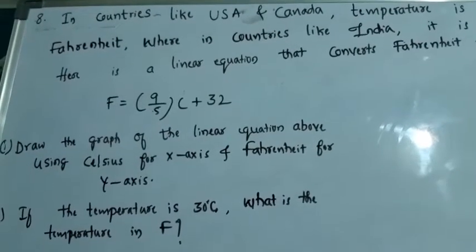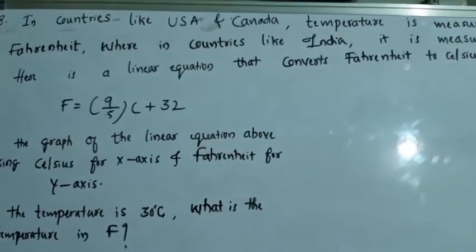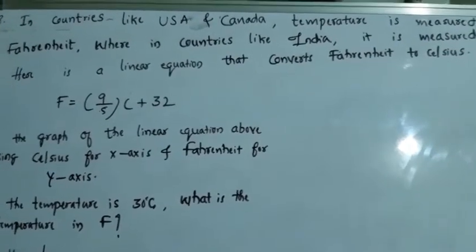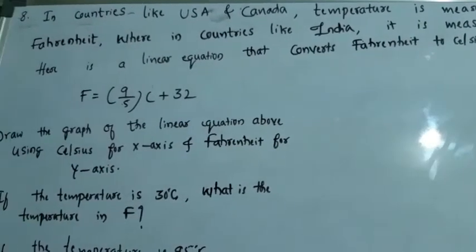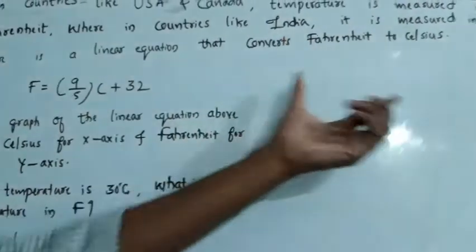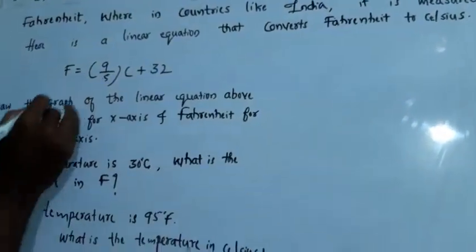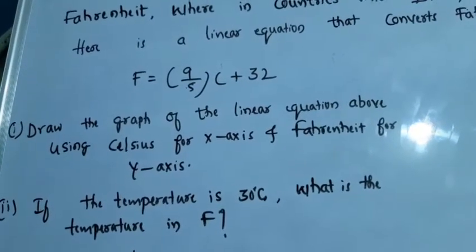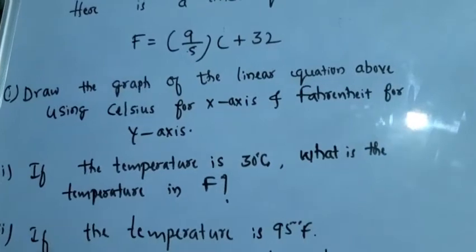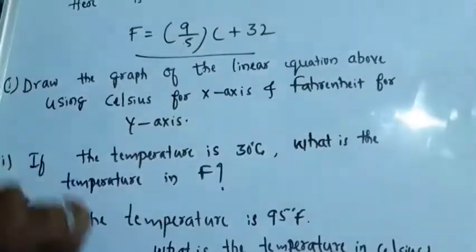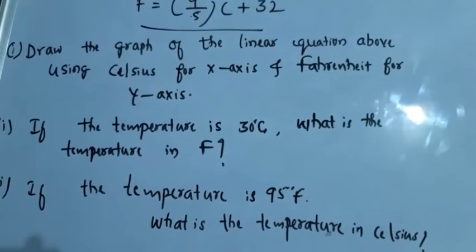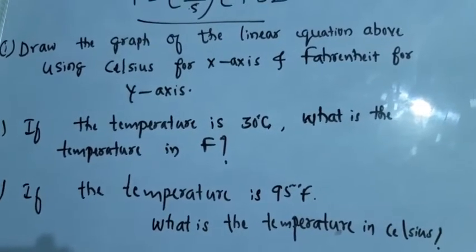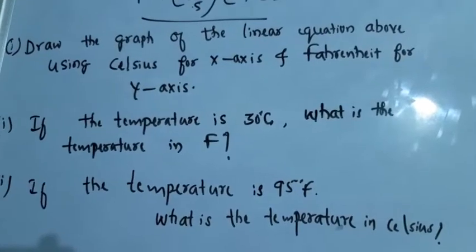8th question. In countries like USA, Canada, temperature is measured in Fahrenheit, whereas in countries like India, it is measured in Celsius. Here is a linear equation that converts Celsius to Fahrenheit, that is F is equal to 9/5 into C plus 32. The first sub question is, draw the graph of the linear equation above using Celsius for x-axis, Fahrenheit for y-axis.